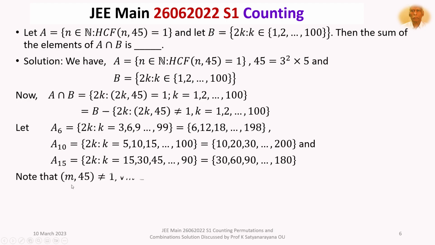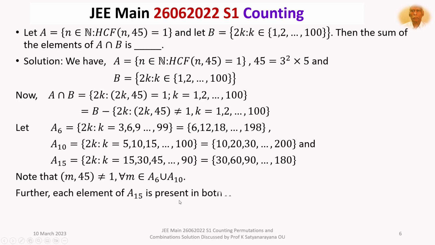Note that the GCD of m and 45 is not 1 for all m belonging to A6 union A10. Now what about A15? Each element of A15 is present both in A6 and in A10. In A6, the elements of A15 are there, and in A10, the elements of A15 are also there.